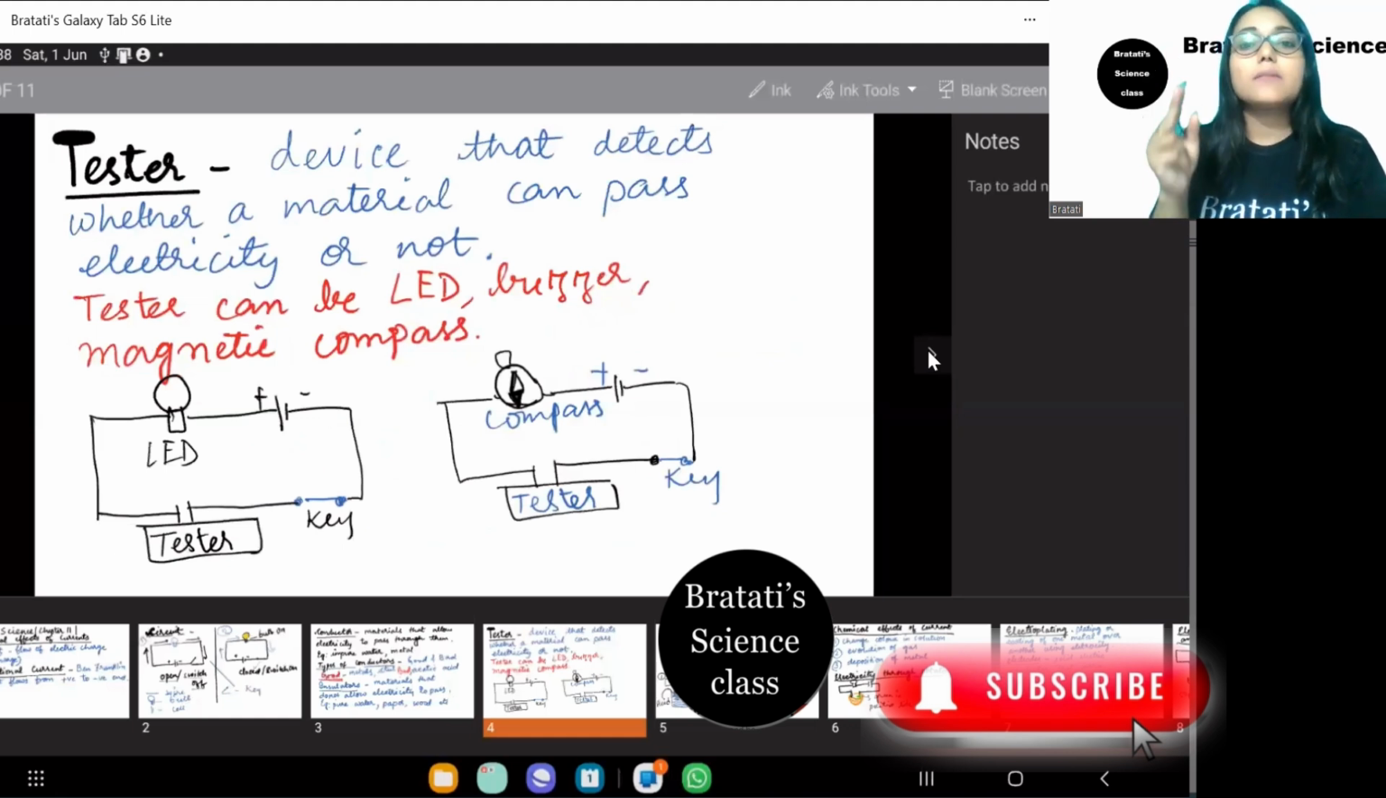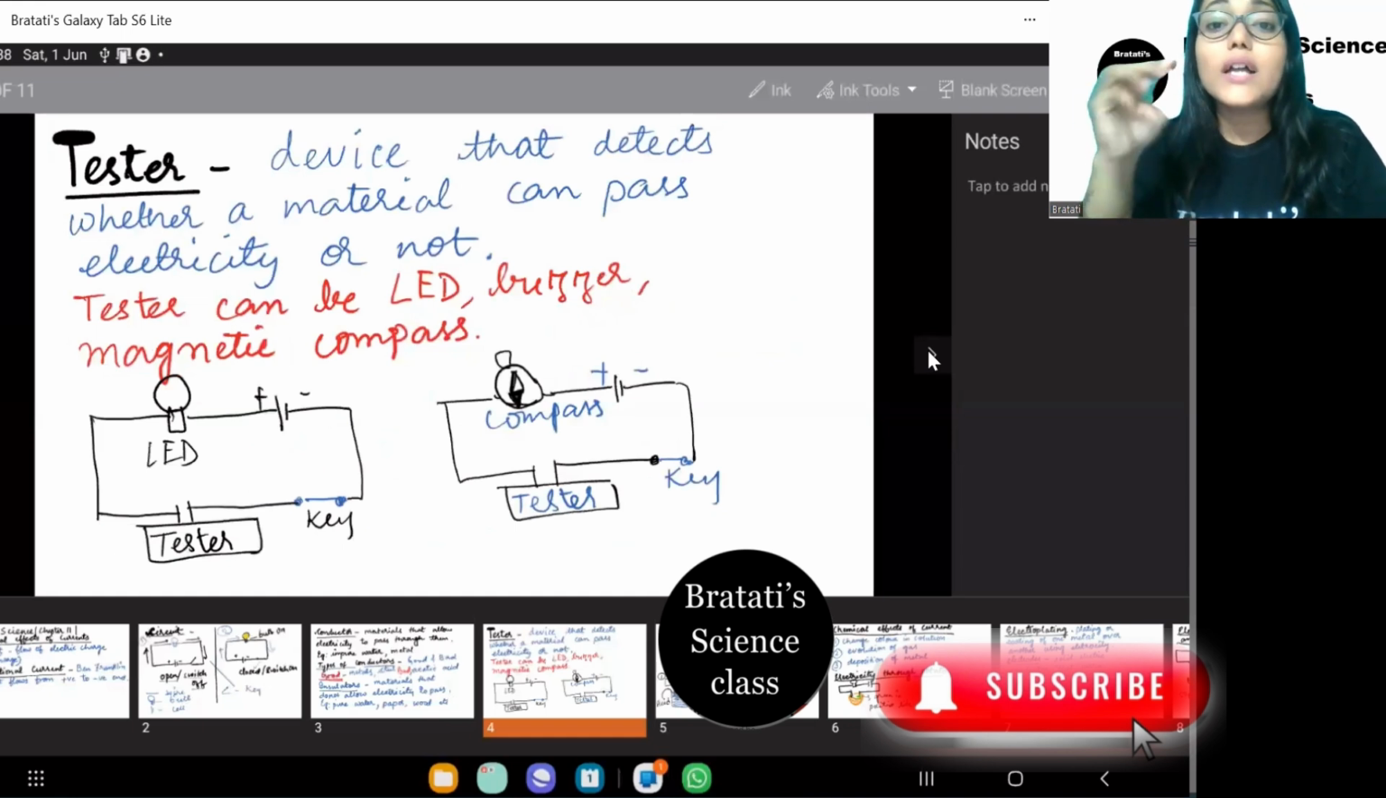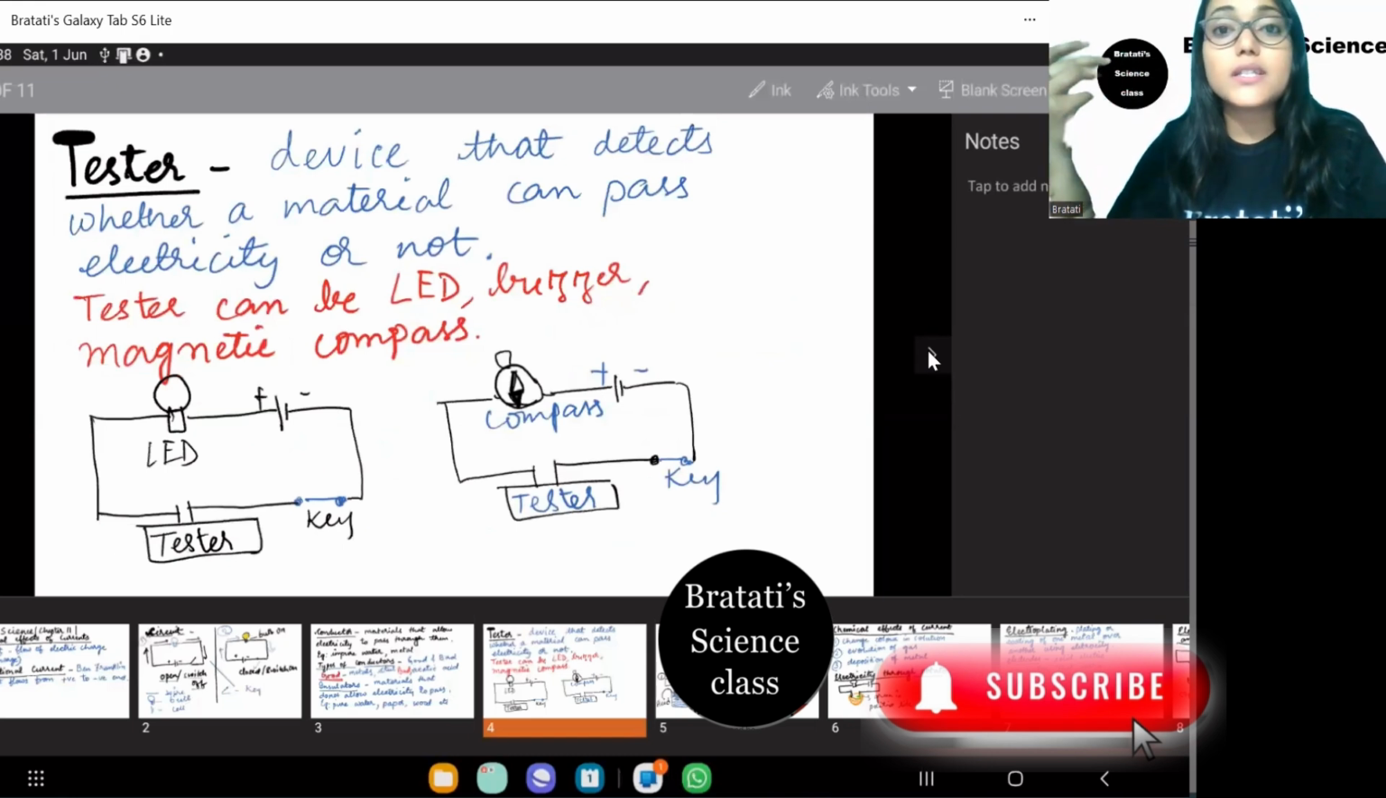Okay, magnetic compass means it's always pointing to the north-south, and with the minimum amount of electricity, the needle also deflects. So that is the best one. The LED, there is a problem. What can be the problem? The problem is maybe the electricity is more. In that case, the LED may burst or get damaged, right?